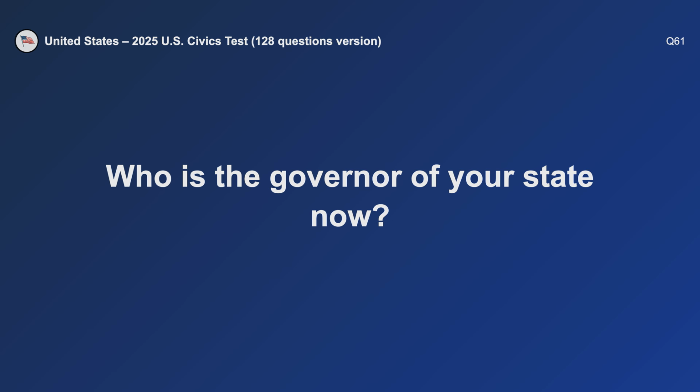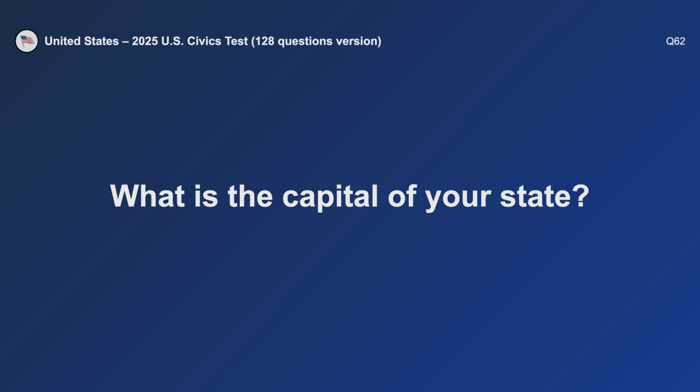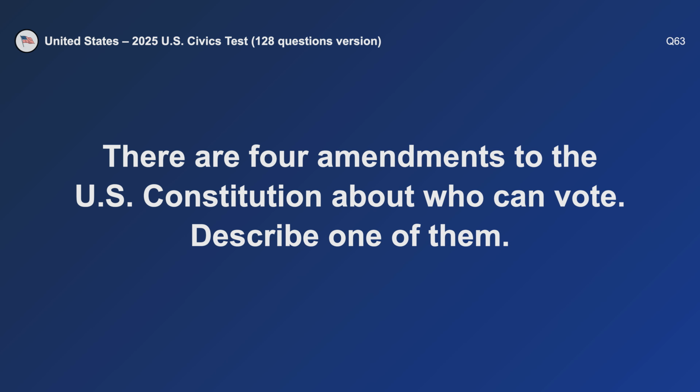Who is the governor of your state now? Look up on usa.gov. Link in description. What is the capital of your state? Look up on usa.gov. Link in description. There are 4 amendments to the U.S. Constitution about who can vote. Describe one of them.